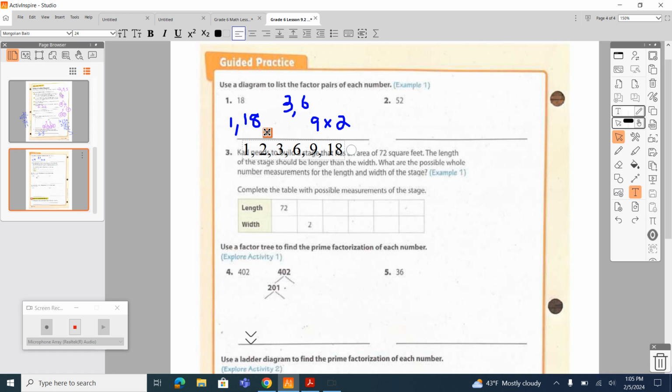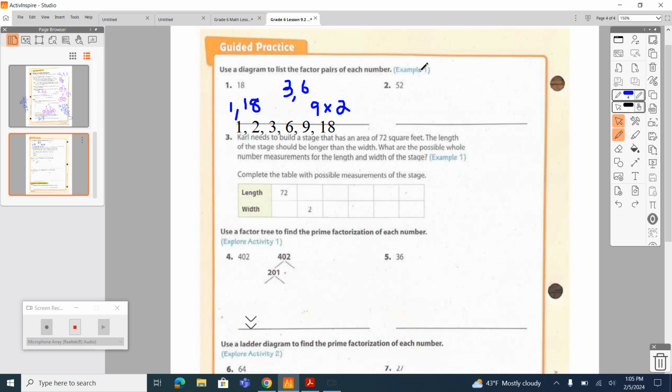52, so we could do 1 times 52. Since 52 ends in a 2, it is divisible by 2. So we're going to do 52 divided by 2. That goes in 2 times. 2 times 2 is 4. Subtract, bring down the 2, and 2 goes into 12 6 times. So you could have 2 times 26.